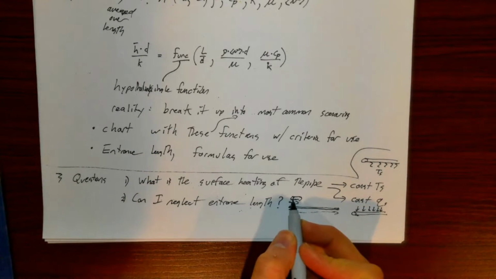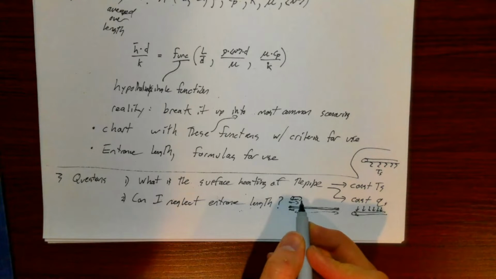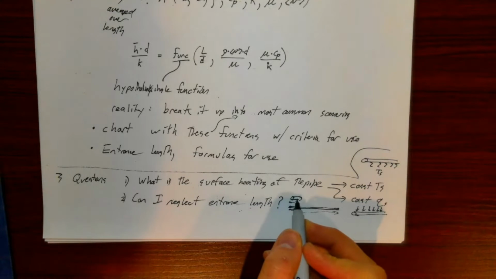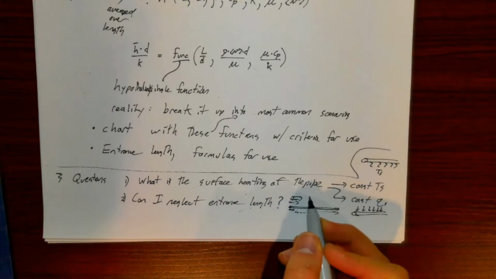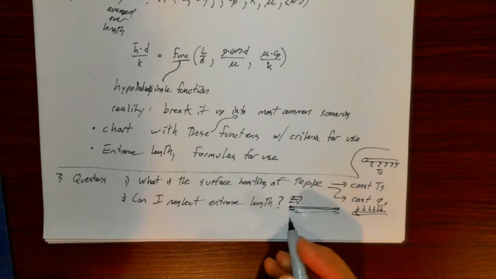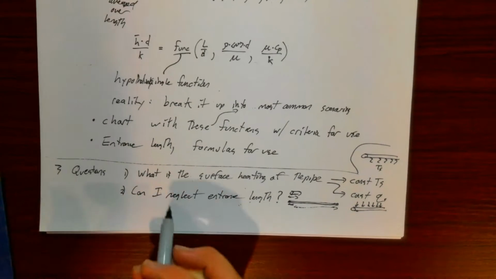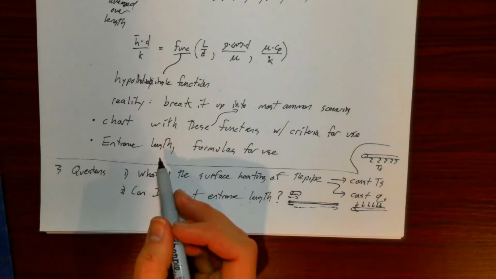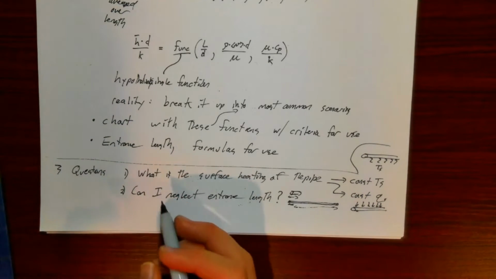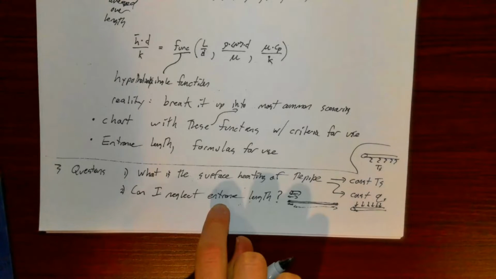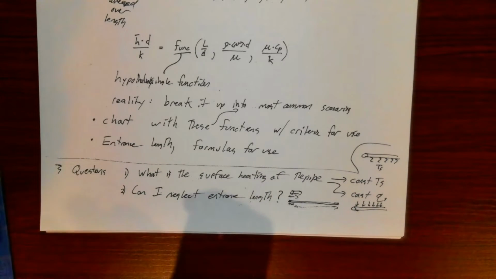If you don't give the fluid a chance to fully develop by the time it gets to the end of the pipe, then these entrance effects are going to be important. I'll clarify exactly later in the lecture what I mean by these entrance effects, and I'll give some quantitative formulas for you to be able to quantitatively answer this question: can I neglect entrance length?